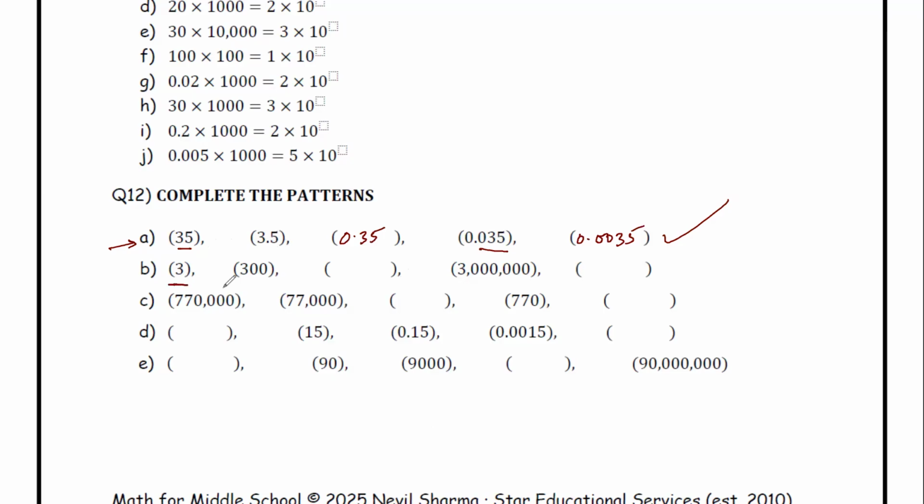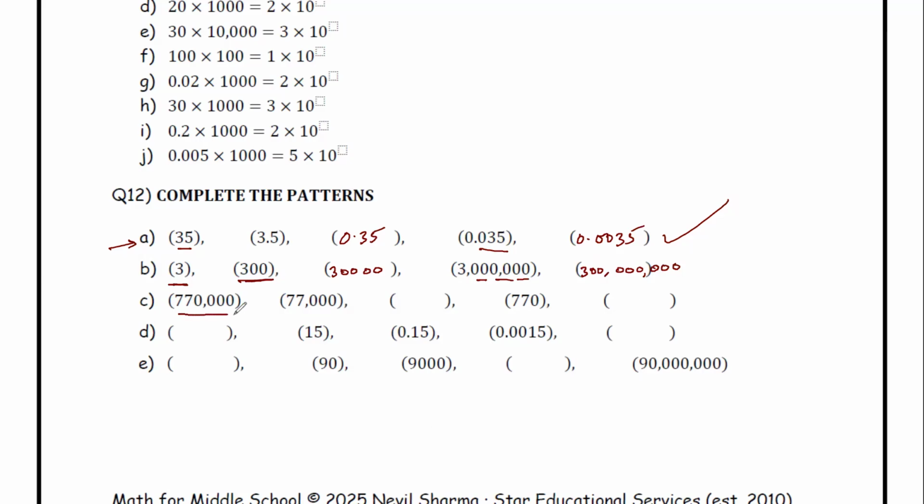So out here, if you see, the pattern is 3 gets multiplied by 100, becomes 300. So again, 300 gets multiplied by 100, it becomes 30,000. 30,000 gets multiplied by 100, so it becomes 3 million. And 3 million gets multiplied by 100, so it becomes 300 million. Got it?